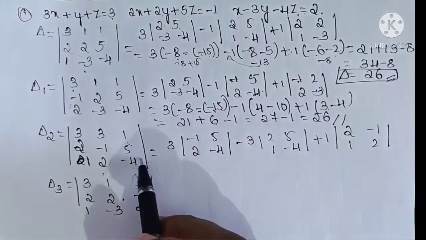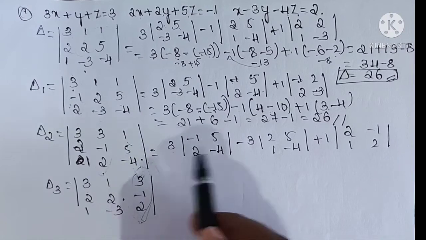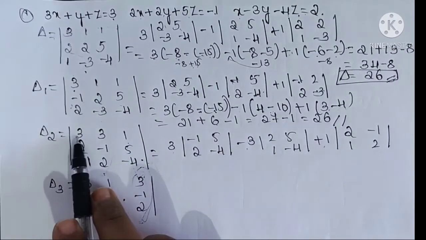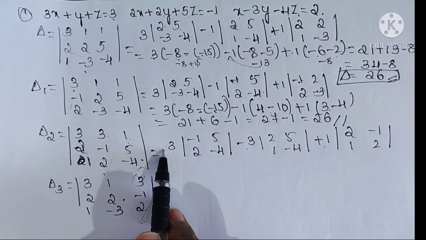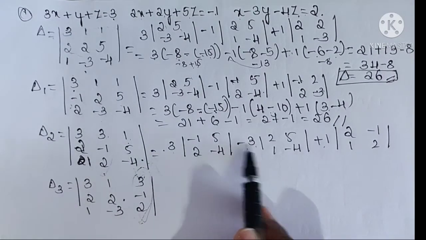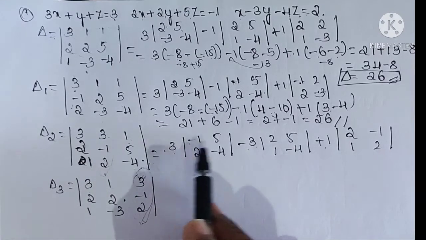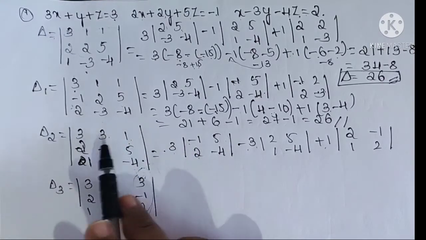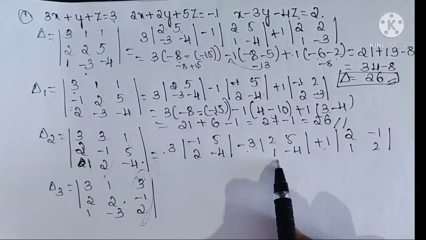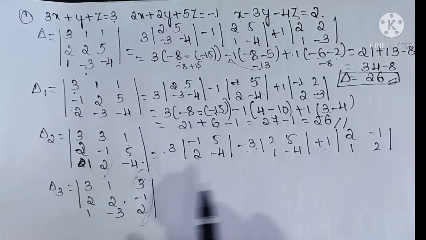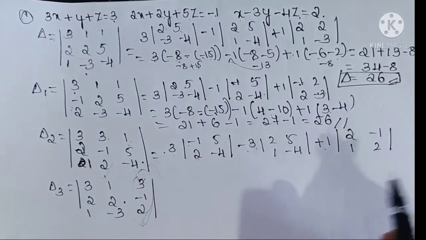While solving the determinant, first you have to consider the signs plus, minus, plus, then the elements 3, 3, 1. The first one is plus 3, the second one is minus 3, the third one is plus 1. Then delete the first row first column, you will get minus 1, 5, 2, minus 4. Delete the first row second column, 2, 5, 1, minus 4. Delete the first row third column, 2, minus 1, 1, 2.